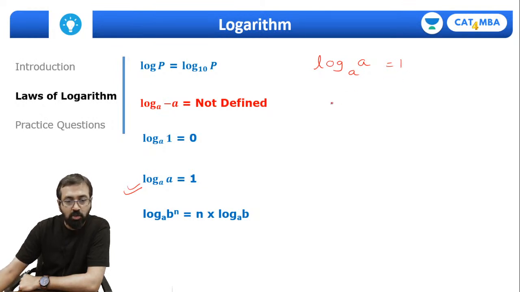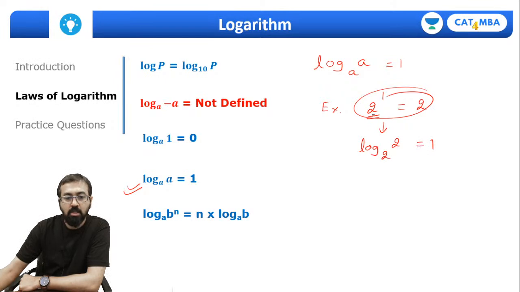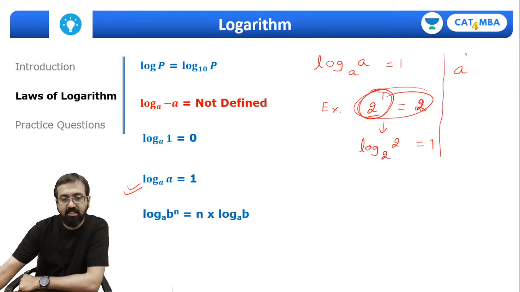Why is it so? Because let's take an example. Can I say 2⁻1 is equal to 2? Yes or no, everyone? So if I want to write this in the log form, what will I say? Log of 2 with base 2, it's 1. Because any number raised to the power 1 is the number itself. So that's how this rule came. If I want to explain in another way, I can say a⁻1 is equal to a, and that's why log of a with base a is equal to 1.